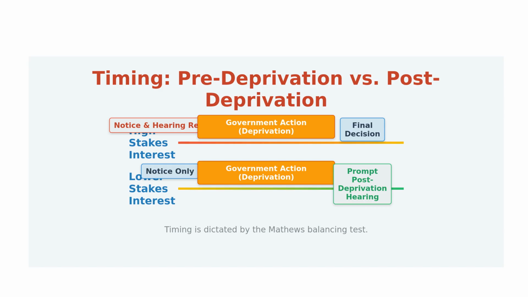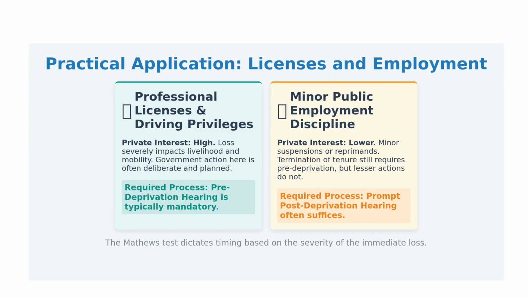However, for less critical interests, or when the deprivation is sudden, random, and negligent, the government may act first. In these scenarios, a prompt post-deprivation remedy, such as a swift administrative review, often satisfies due process requirements. The Matthews analysis thus dictates whether the timeline requires the hearing to precede the government action or follow it closely. Now let us apply this timing analysis to common scenarios frequently tested on the multi-state bar examination.